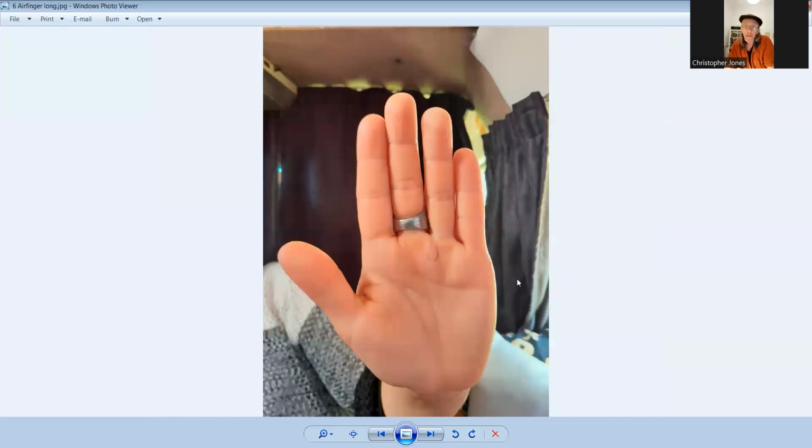Oh, and on the other hand, here is someone with a long ring finger. So you can see that's where the finger should come to. It should come to this crease here, and it extends above that. This person has the opposite problem with communication. This is someone who talks rather a lot.